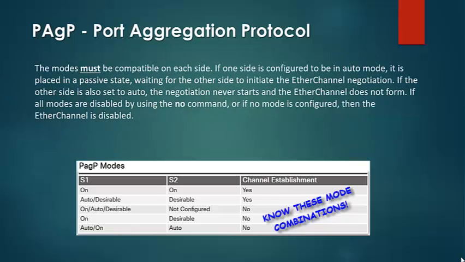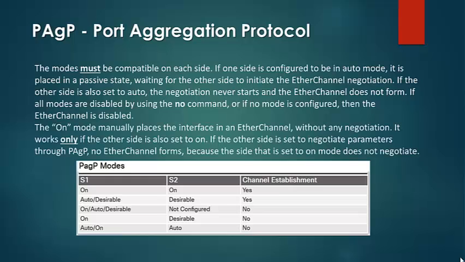The modes must be compatible on each side. If one side is configured to be in auto mode, it is placed in a passive state, waiting for the other side to initiate the EtherChannel negotiation. If the other side is also set to auto, the negotiation never starts and the EtherChannel does not form. If all modes are disabled by using the no command, as in no passive, no desirable, no auto, there is no mode configured, then the EtherChannel is disabled.